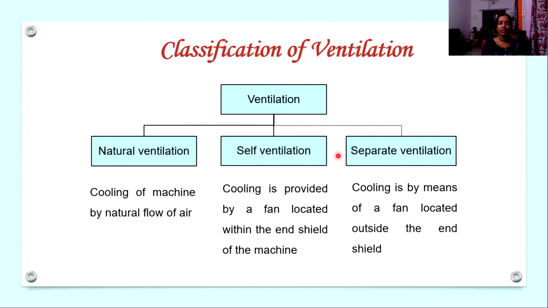These two categories, that is self-ventilation and separate ventilation, require a fan for aiding or increasing the amount of ventilation. In self-ventilation, the fan is connected within the machine, that is within the end shield of the machine. Whereas in separate ventilation, a separate fan is used, that is the fan is connected outside the end shield of the machine. So that is separate ventilation.